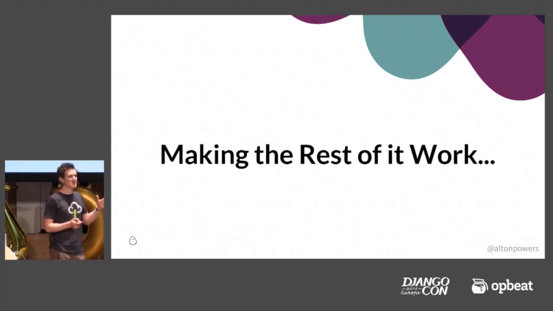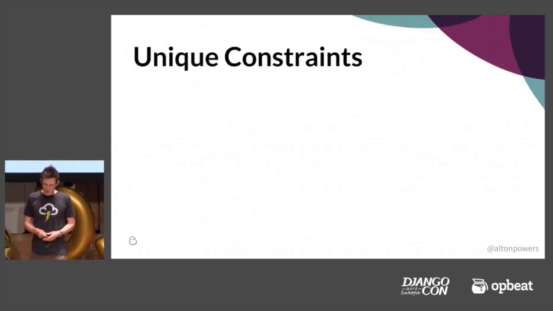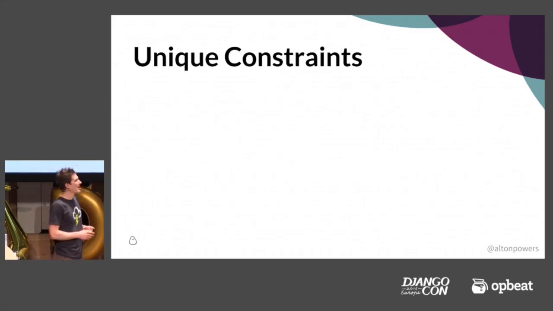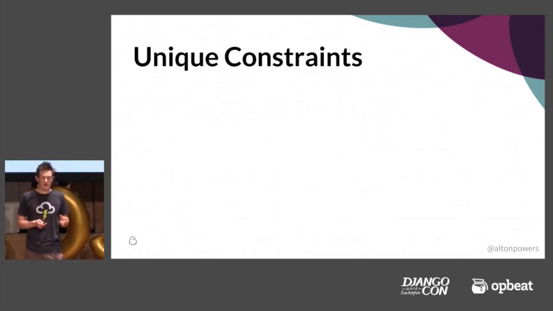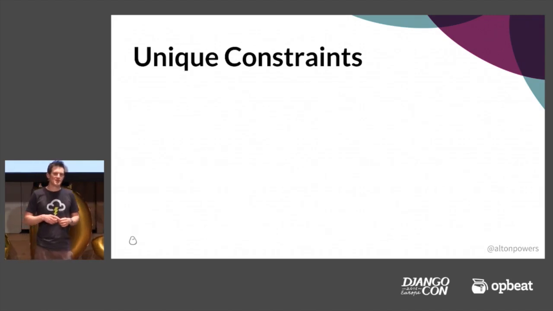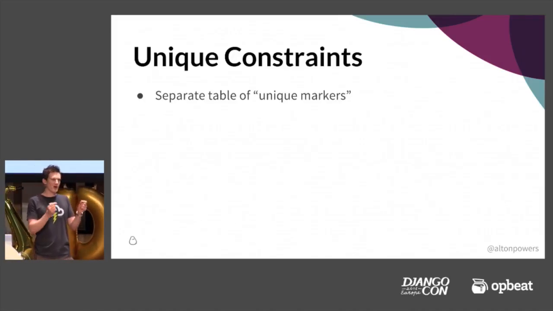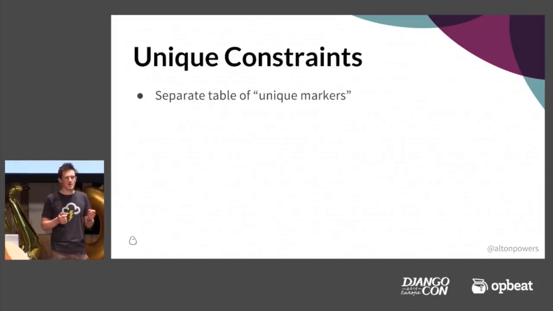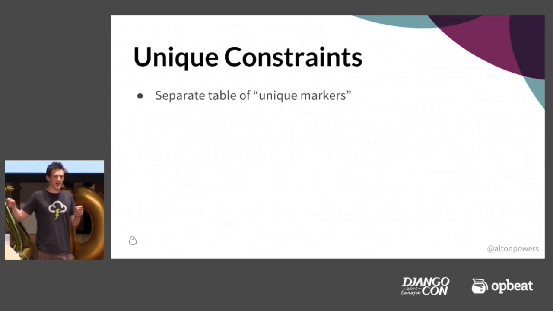So that's kind of dealing with Django. So what about trying to make the rest of it work? Well, we can't have unique constraints. But what we can do is have unique primary keys. That's the only thing that can be unique. So we can actually make unique constraints by having a separate table of unique markers where all the primary keys are a concatenation of another table's table name, a column name, and a value that we want to be unique.